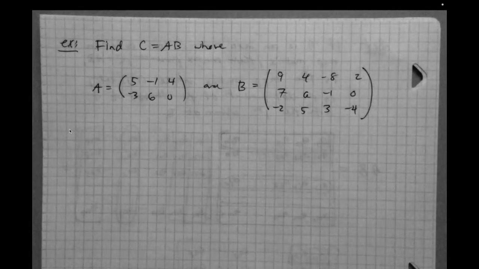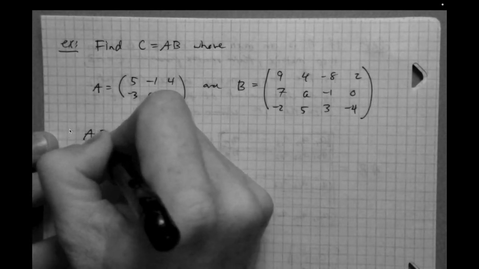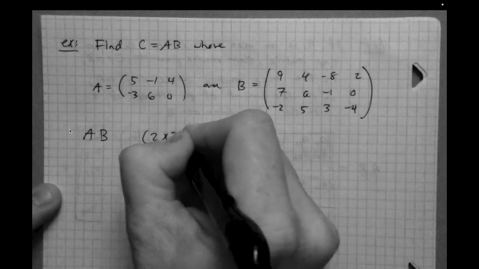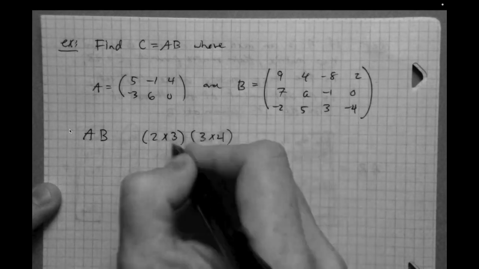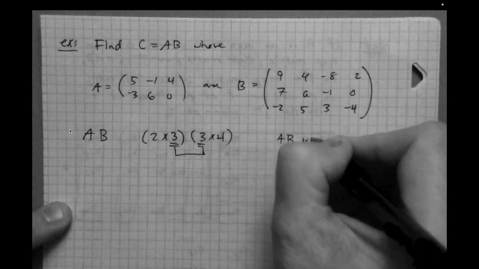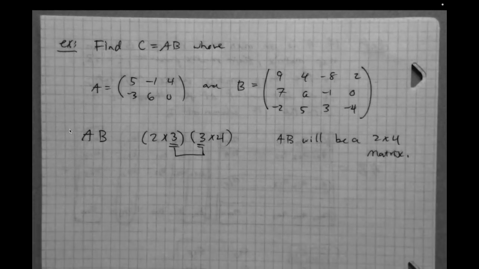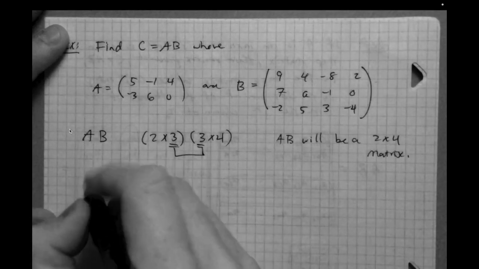Okay, so I've got these two matrices. We want to multiply them together in the order specifically of A, B. So let's look at AB first. Let's double check that the dimensions make sense. A is 2 by 3 and B is 3 by 4. So we're good. Matrix multiplication is defined. AB will be a 2 by 4 matrix. So let's go ahead and calculate this, starting with C11.